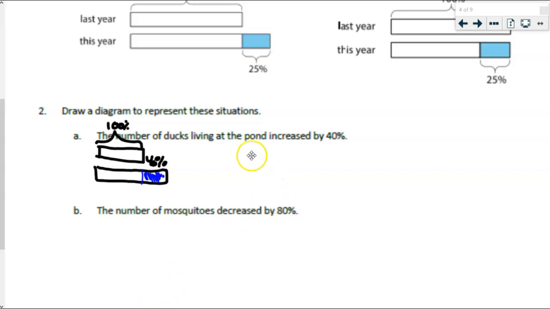Nicely done. So the number of ducks living in the pond, how does it compare to last year? I don't want to say increase by 40%. How does the new exact amount compare to last year's amount? We could use that with one single number. What would we say? We'll come back to it then. If you can't figure it out now, we'll come back to it. Another volunteer to go up and draw B. Carter, go ahead.